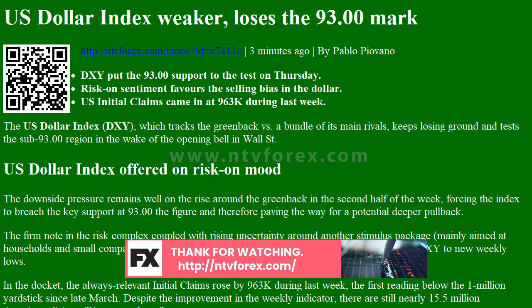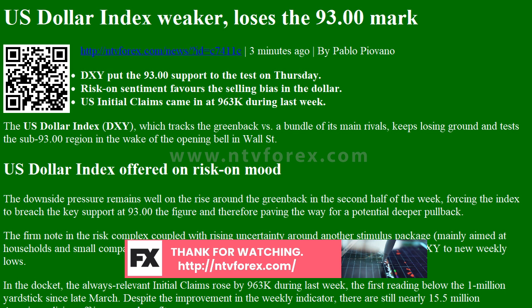The downside pressure remains well on the rise around the greenback in the second half of the week, forcing the index to breach the key support at 93.00 the figure and therefore paving the way for a potential deeper pullback. The firm note in the risk complex, coupled with rising uncertainty around another stimulus package mainly aimed at households and small companies, have been encouraging outflows from the dollar and dragged DXY to new weekly lows.